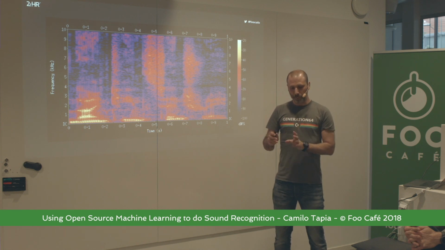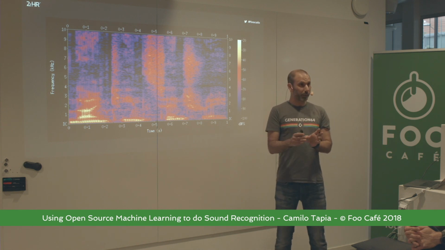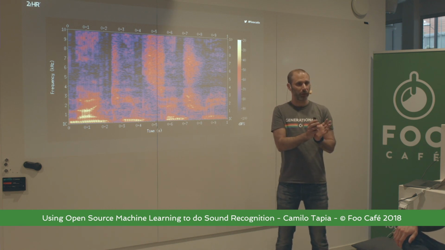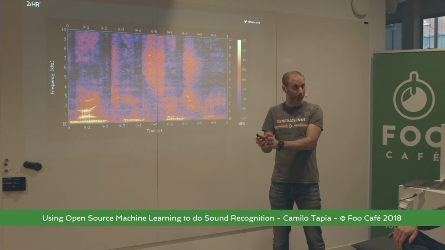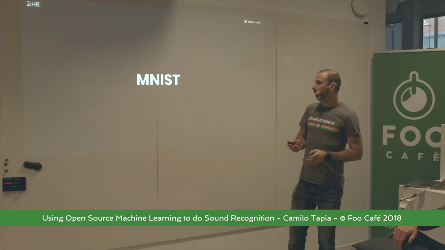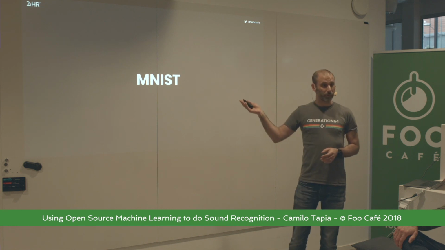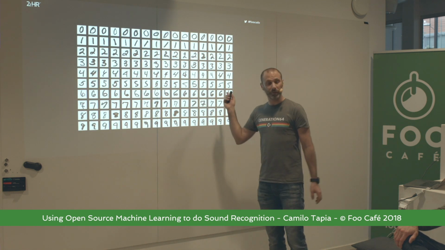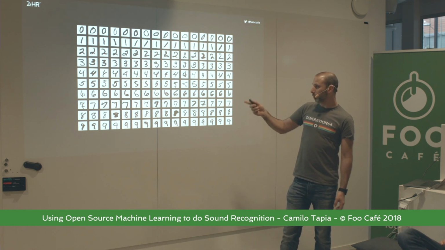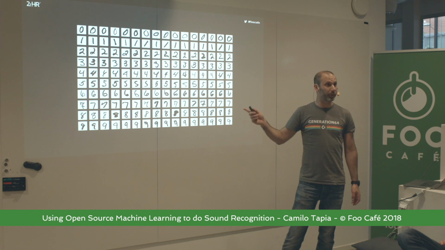And when you get to the point that you know that you can use images for sound recognition, then it's quite easy to find examples of how you can use image recognition to do something. So the hello world of machine learning is something called MNIST, where you get all these images and you try to figure out how to create a model to recognize these handwritten digits.